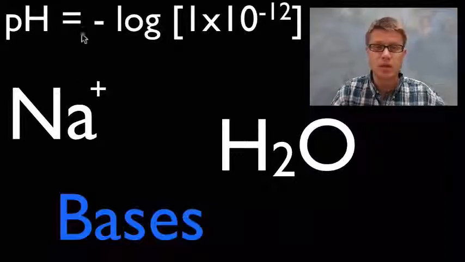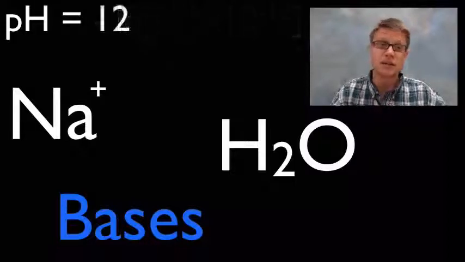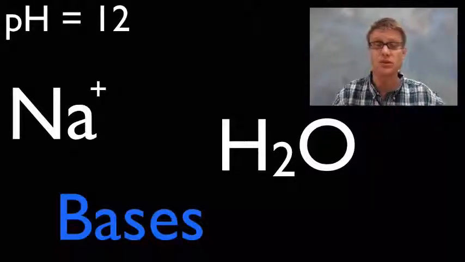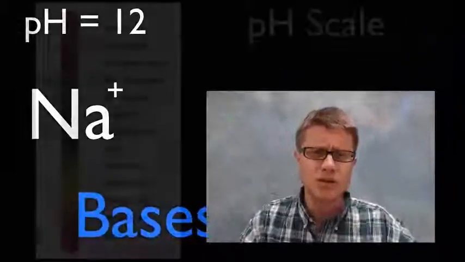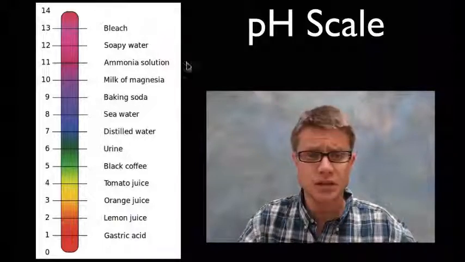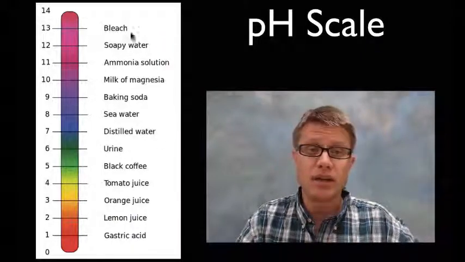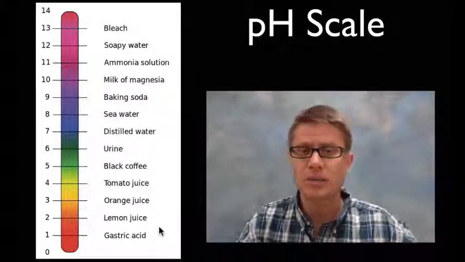And so now we have the pH equal to the negative log of 1 times 10 to the negative 12th, for example. And so what's that going to be? That's going to give us a pH of 12. And so what does pH measure? It just measures the amount of hydrogen ions or hydronium ions. And bases and acids are going to have different amounts of that. We measure that using a pH scale. And so distilled water is going to have a pH of 7. If we have anything higher than that, that's going to be a base. Anything lower than that, that's going to be an acid.